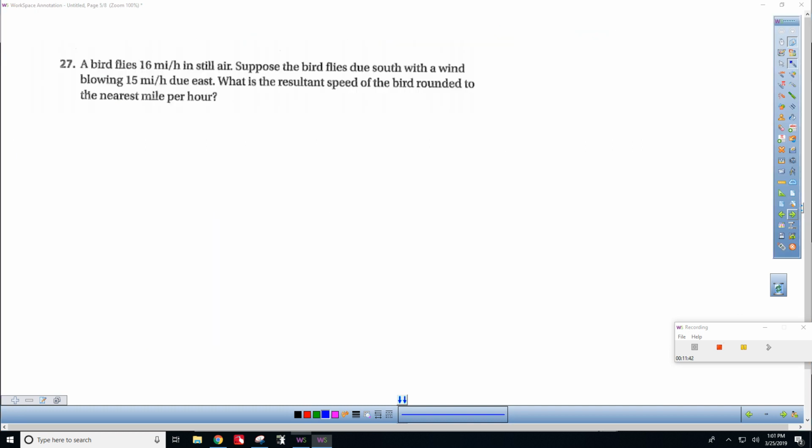Is that it? Oh no, we got to do an example of this. So here's how vectors can be very useful. This, at its face value, appears to be a very difficult question. There's a bird flying 16 miles an hour in still air. The bird flies due south. So now we have a magnitude and a direction.